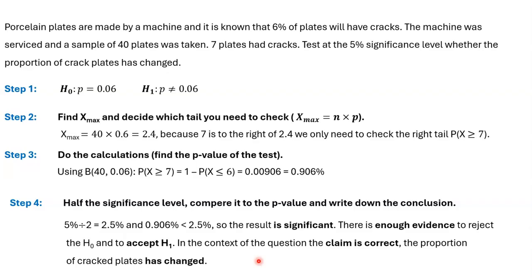In the context of this question, it means that the claim is correct and the proportion of cracked plates has changed. So that's the end of this video.